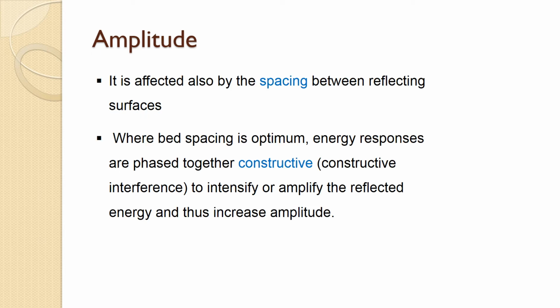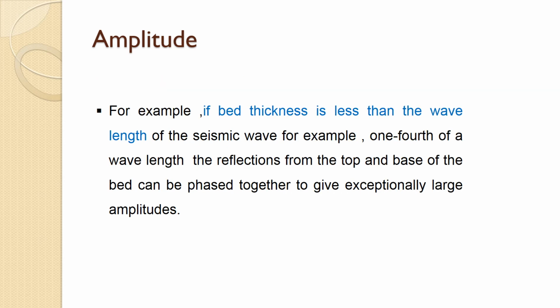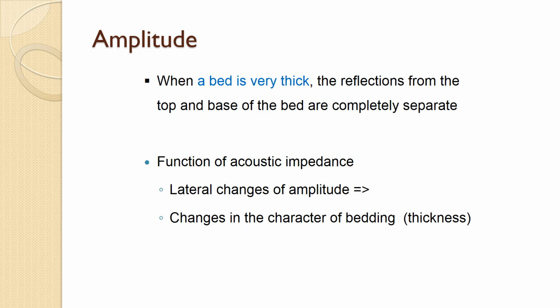It is affected also by spacing between the reflecting surfaces, where bed spacing is optimum. Optimum means you can see it using the seismic reflection method. Energy responses are phased together constructively, to intensify and amplify the reflected energy, and in this case we can see the top and bottom of the bed. For example, if the bed thickness is less than the wavelength of the seismic wave, for example 1/4 of the wavelength, the reflection from the top and base of the bed can be phased together to give a large amplitude. But if the bed is very thick, the reflections from the top and base of the bed are completely separate. So the amplitude is a function of acoustic impedance.